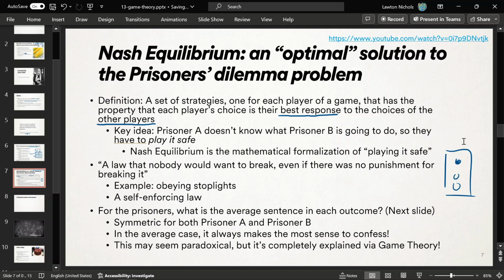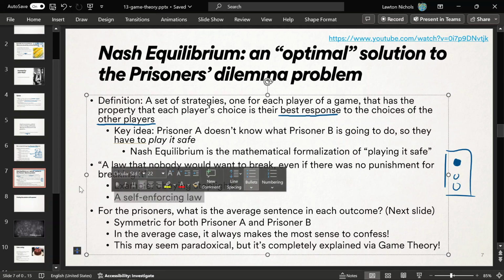Why don't we always run a red light, though? What's the reasoning? You don't want to take it, but more importantly, yeah, you don't want to die. Because if you go when it's red, other people are trying to go when it's green, it's not going to end well for you, right? So it's essentially a self-enforcing law, is what a Nash equilibrium is.